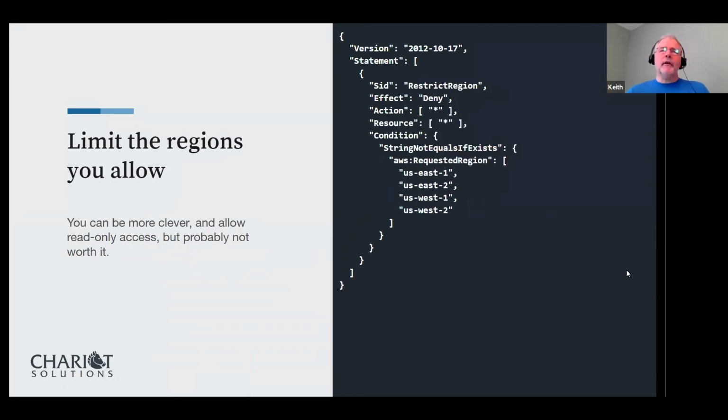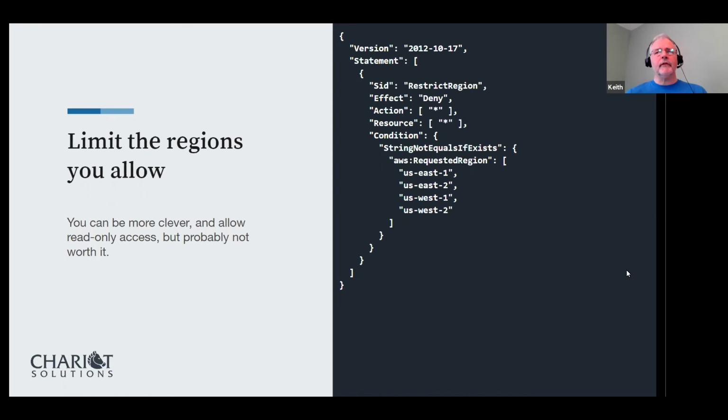The next one, this applies more to a sandbox account, is to restrict regions. As I said at the beginning, we're based in Pennsylvania. There's very rarely a reason for someone using one of our sandbox accounts to fire up anything in, say, Tokyo region or any of the EU regions.